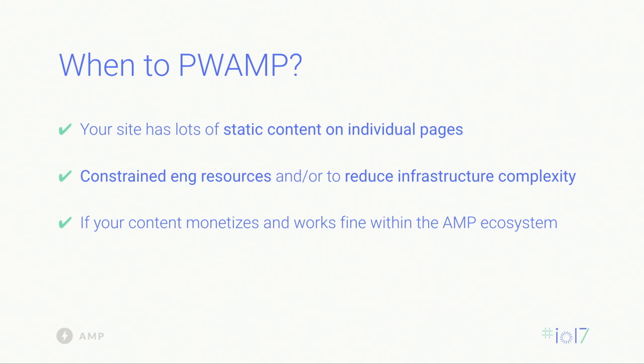And ideally, you already have a large corpus of AMP pages that already gets you through the first step. And this works extremely handy if your engineering resources are constrained, or to reduce infrastructure complexity. And finally, if you haven't done AMP before, you need to test out if your content monetizes and works fine within the AMP ecosystem.